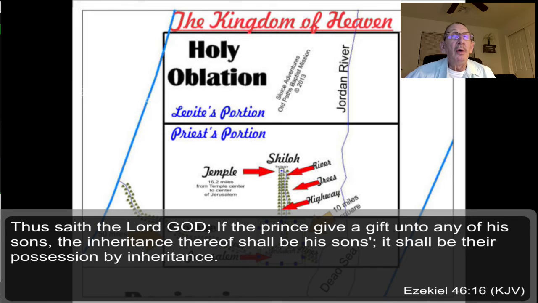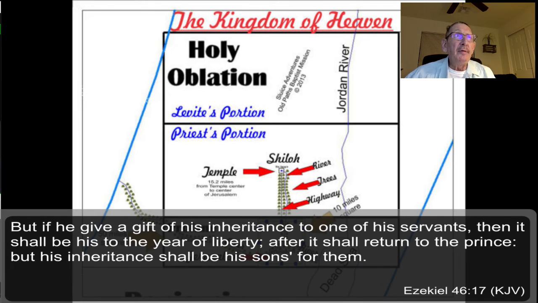Thus saith the Lord God, if the prince give a gift unto all of his sons, the inheritance thereof shall be his sons, and it shall be their possession by inheritance. Now this is coming up in the next chapter. But if he give a gift of his inheritance to one of his servants, then it shall be his to the year of liberty. After it shall return to the prince, but his inheritance shall be his sons for them.